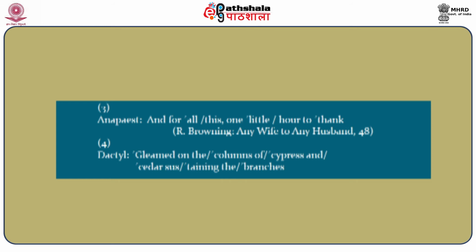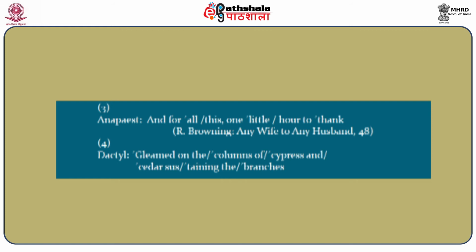Then we have dactyl, stressed, unstressed, unstressed. "Gleamed on the columns of cypress and cedar, sustaining the branches." Gleamed on the, the stress is on "gleamed"; "on the" is unstressed. Columns of, "co" is stressed, "lums" is not, "of" is not. Cypress and, "cy" is stressed, "press" is not, "and" is not. Cedar, sustain.